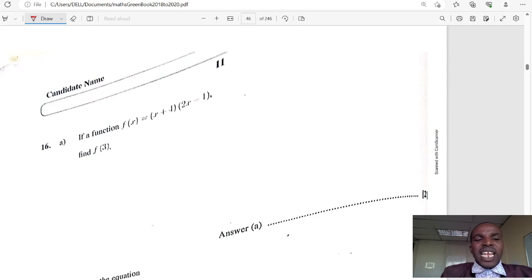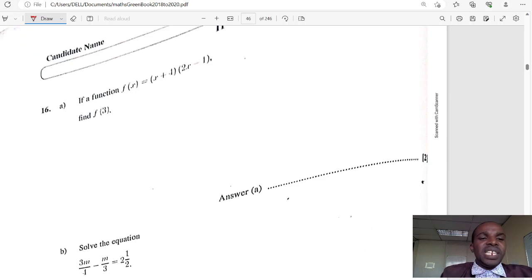Just like that. Then next, these are functions. Question number 16. If a function f of x is equal to x plus 4.